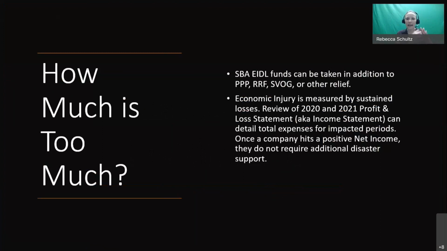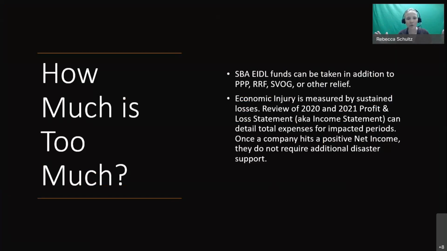All right, so SBA does allow for you to take other disaster funding, right? So like the PPP, so if you got the PPP, you can still have the EIDL. If you've gotten or you're applying for the RRF, no problem, you can still have the EIDL. Or the SVOG, you can still have the EIDL. But the problem comes in here. They are going back and making sure that you're taking what you need, all right? You can't be greedy here. You can't eat the entire pie, right? There's other people that need the pie too, right? Or want to taste. You have to take just what you need.